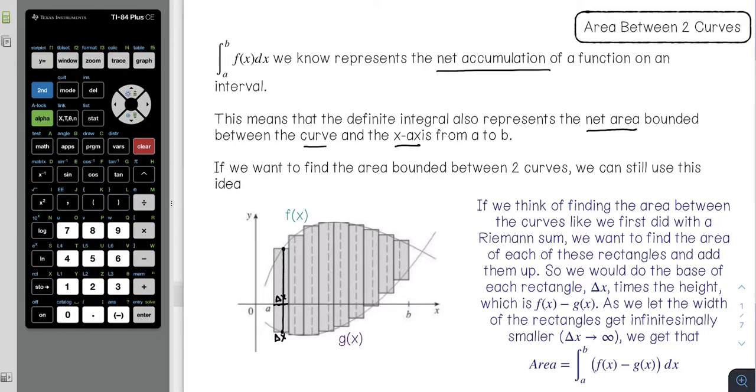So as we let the width of the rectangles get infinitesimally smaller, right? So as we let the delta x, not as it goes to infinity, but as the number of delta x's goes to infinity, we actually get infinitesimally narrow rectangles, so it becomes a dx. So we can get that the area between two curves is just going to be the definite integral of the top function minus the bottom function dx.